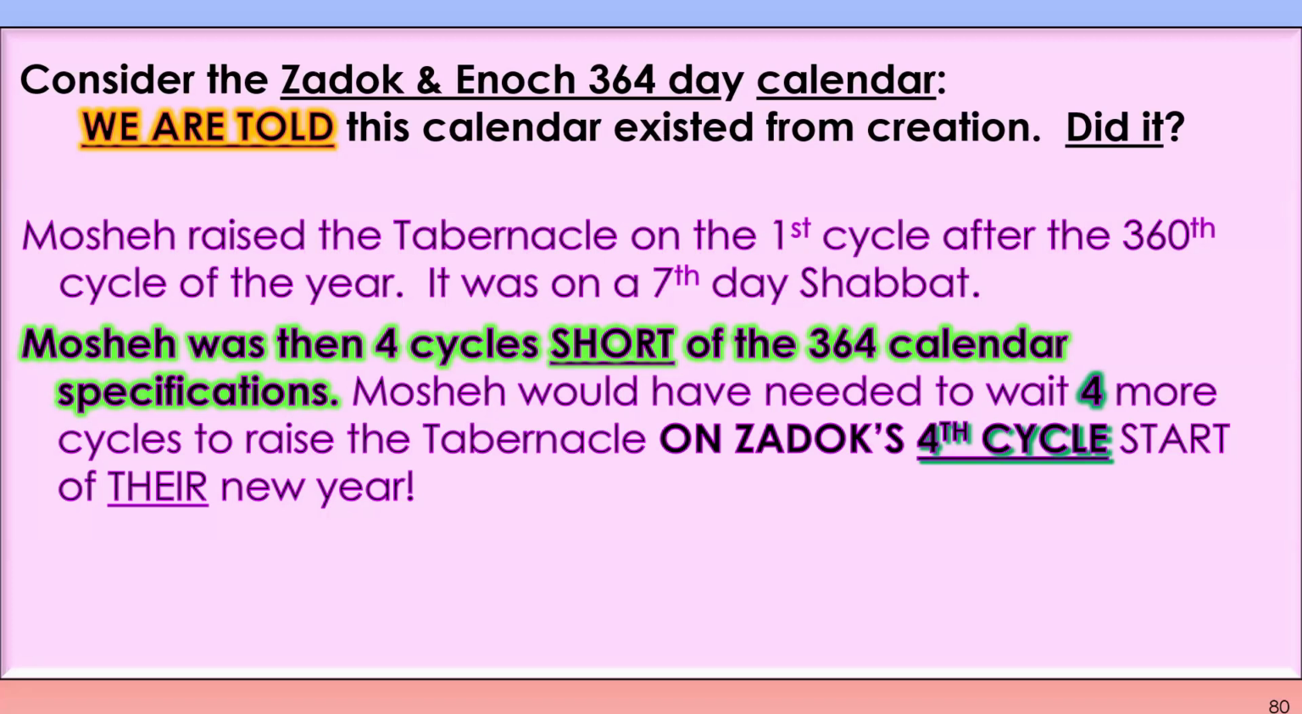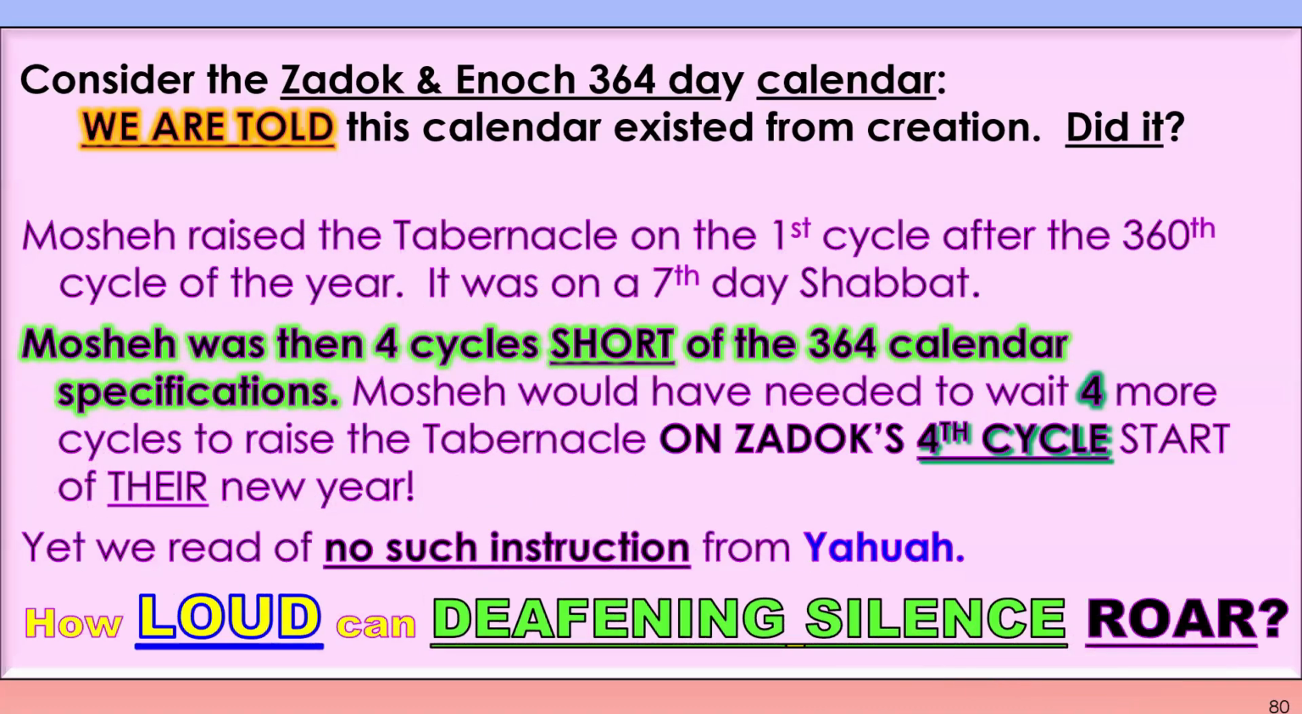Moshe would have needed to wait 4 more cycles to raise the tabernacle on Zadok's 4th cycle start of their new year. Yet we read of no such instruction from Yahuwah. I ask you, how loud can deafening silence roar? What calendar existed from creation, and what calendar has no alignment with Scripture whatsoever?